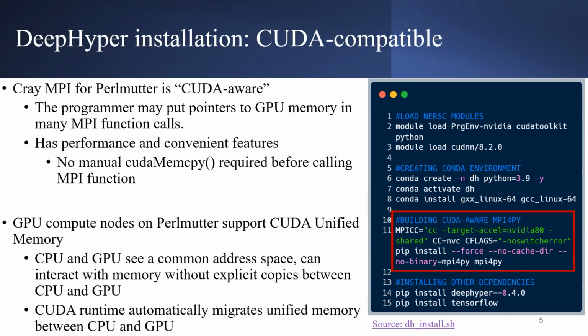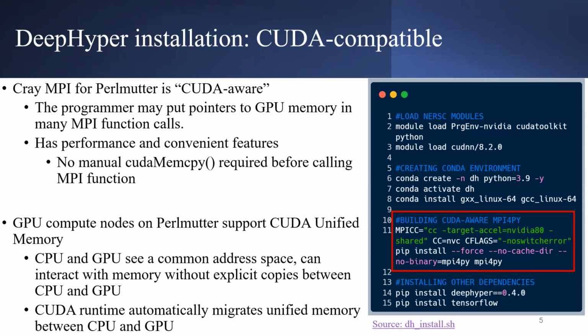A few things that are unique to Perlmutter: they have a really nice MPI system which is CUDA-aware. It allows programmers to have a GPU pointer passed to multiple MPI function calls, and you don't have to do a lot of manual memory copies within CUDA.